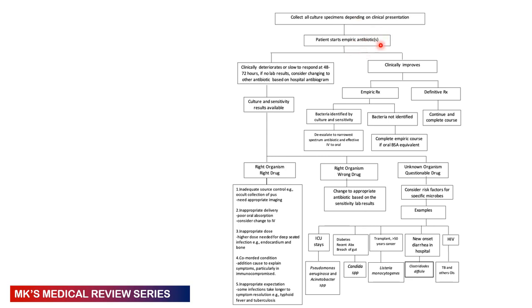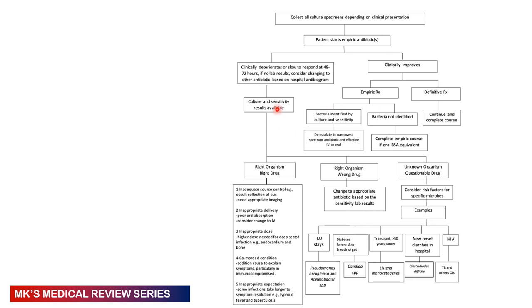So there are two outcomes that could happen. The patient could clinically improve, or they won't respond, or they'll have a slow response over 48 to 72 hours. Then, of course, if they clinically respond, if this is empirical treatment, and your culture and sensitivity has isolated the bacteria, you can de-escalate the antibiotic and actually give the narrowest spectrum antibiotic, which is more effective. You can switch from IV to oral. Then, of course, if the bacteria is not identified, then you complete the course of that same empirical treatment that you already started with. Of course, if this is a definitive treatment, then continue and complete the course.